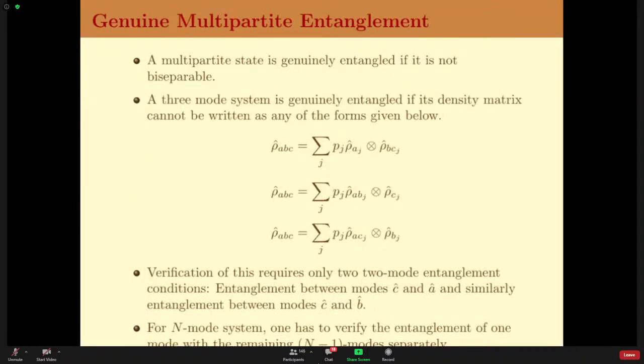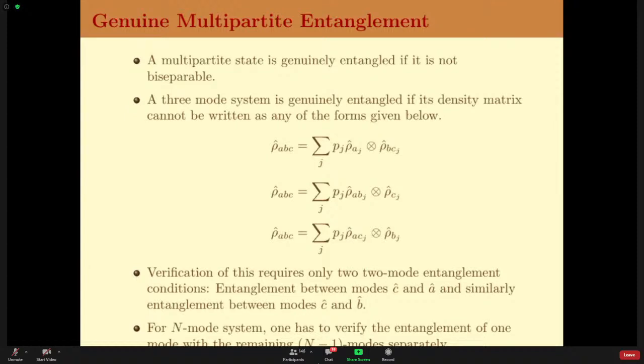In a multipartite system, a multipartite state is genuinely entangled if it is not biseparable. It was shown by Hillery and Zubairy that a three-mode system is genuinely entangled if its density matrix cannot be written in any of the forms given below. In the first form, A is separable and B and C are considered together. In the second form, C is separable and A and B are considered together. In the third form, B is separable and A and C are considered together. If the density matrix of our system cannot be written in any of these three forms, then the density matrix represents a genuinely entangled state.